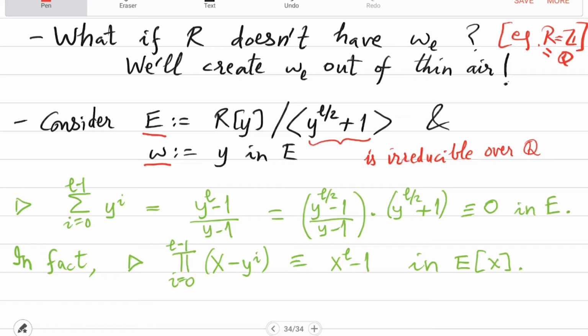So if you look at the sum of y to the i in E, you can do the geometric sum. So you will get y to the L minus 1 over y minus 1. Now the question is, is y minus 1 inverse defined? So is the first equality even allowed in the ring E? Can y minus 1 be a zero divisor?